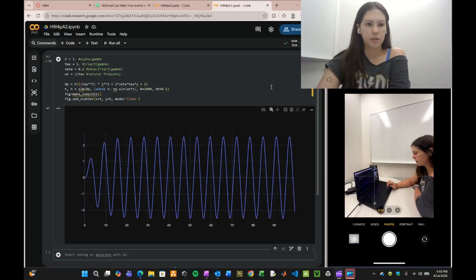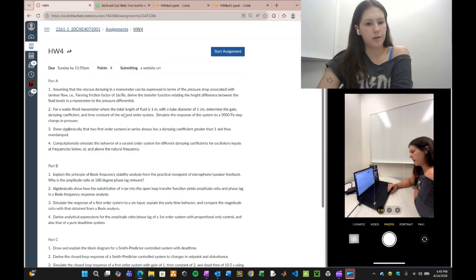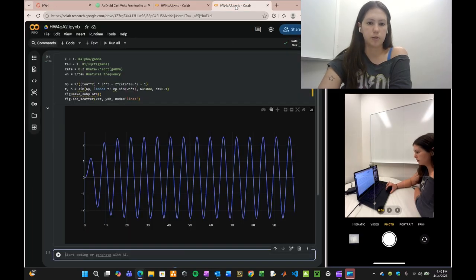So this plot shows the behavior of a second order system with those two different damping coefficients.